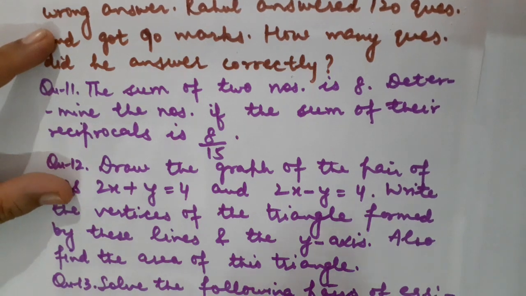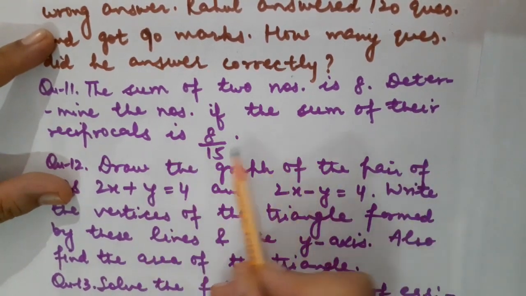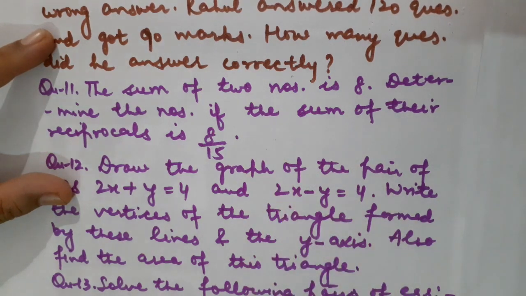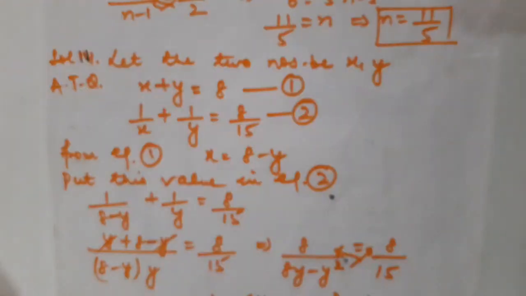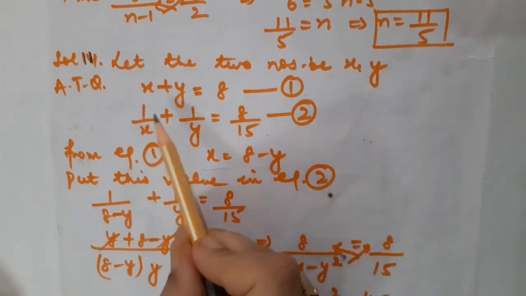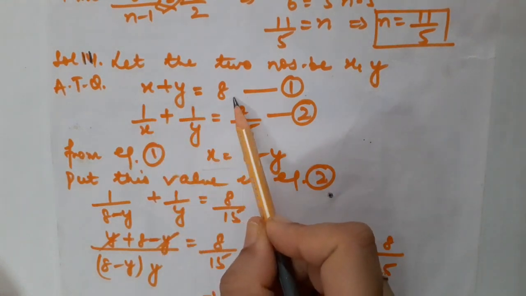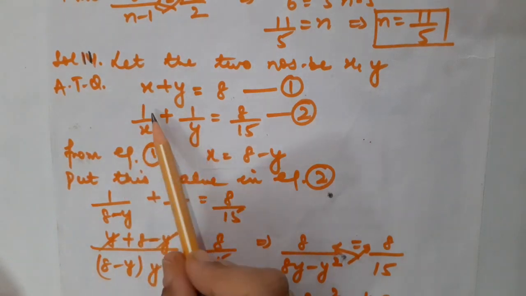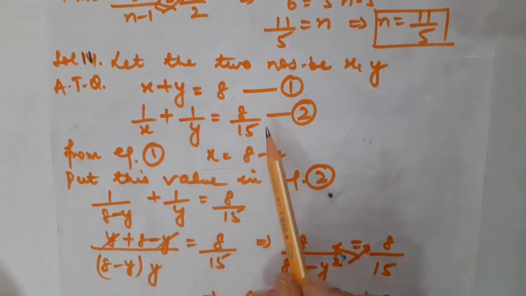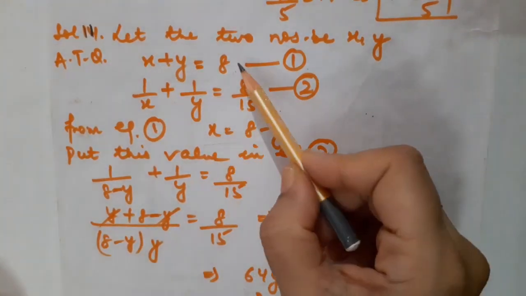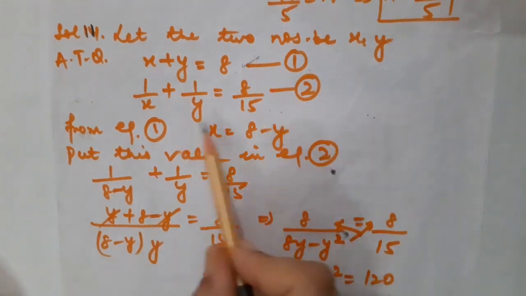Now children, this is question number 11. Fine. We have done this question earlier also. So let us check its solution once again. So here is solution number 11. Let the two numbers be x and y. The sum of the numbers is given equal to 8. And then the sum of their reciprocals, that is 1 upon x plus 1 upon y is equal to 8 upon 15.